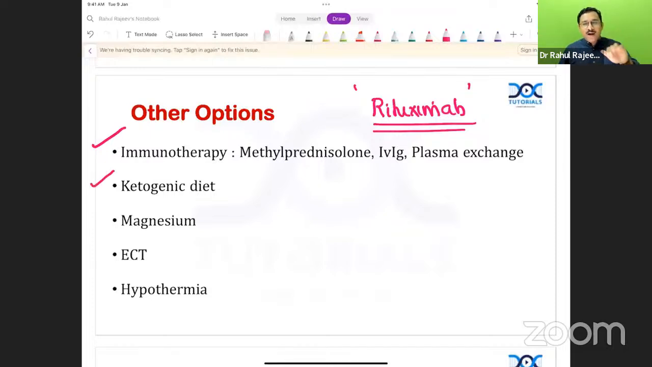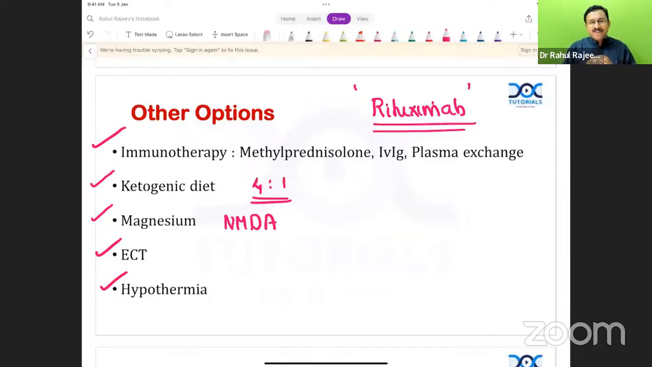Ketogenic diet, which is a low carb diet. So the ratio of fats to carbohydrates will be 4:1, can be given by the nasogastric tube, which is definitely having a role in the management of especially the superrefractory status epilepticus. Certain conditions like eclampsia, you can have magnesium as a therapeutic option. Magnesium again acting via the NMDA receptors. Then you've got electroconvulsive therapy, and then hypothermia. Again, for hypothermia the evidence is not very strong like the other agents, but again, in desperate situations, you might have to go for hypothermia as well.